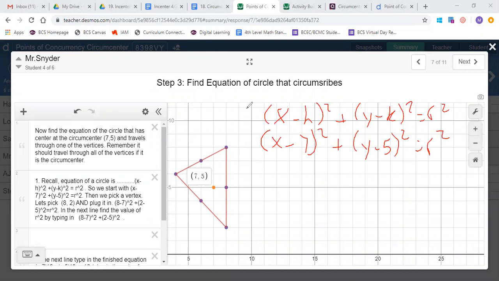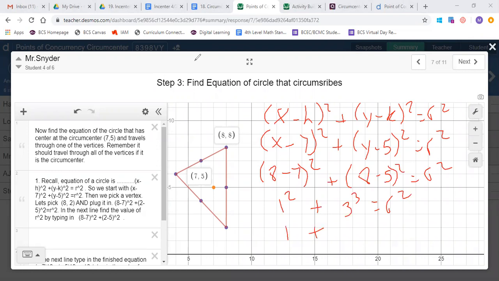Now what I need to do is go ahead and use one of the points. I'm going to use (8, 8). It's a nice, easy one. So I'm just going to plug that in. x is 8, y is 8. And I'm just going to plug it in. (8 - 7)² + (8 - 5)² = r². That's 8 minus 7, which is 1 squared, plus 8 minus 5, which is 3 squared, equals r². And we know 1 squared is 1 plus 3 squared, which is 9, equals r². So that means r² = 10.